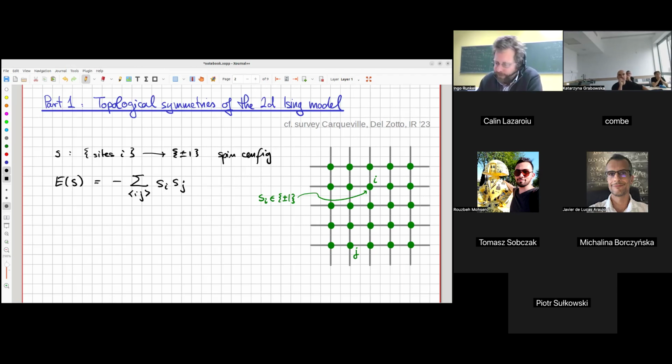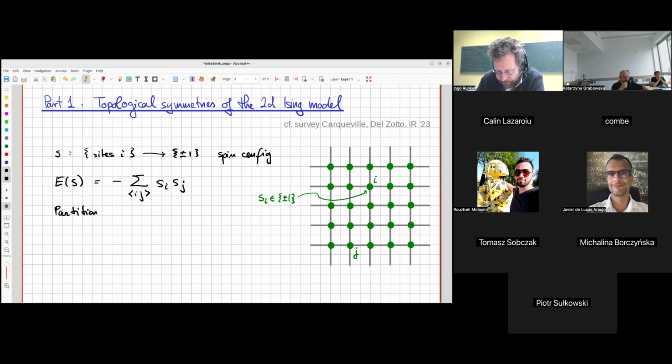That's the energy per configuration, and we are doing statistical physics, so now we want to look at the partition function, the average over all states weighted by the Boltzmann weight.